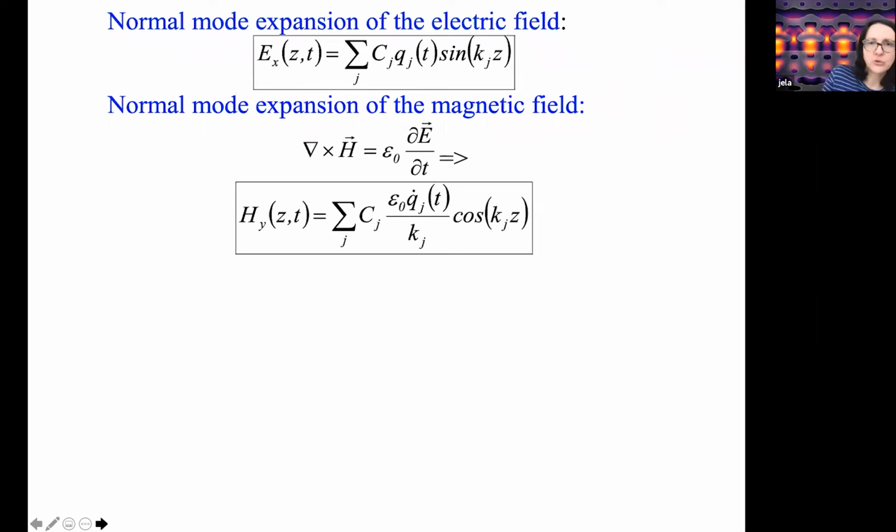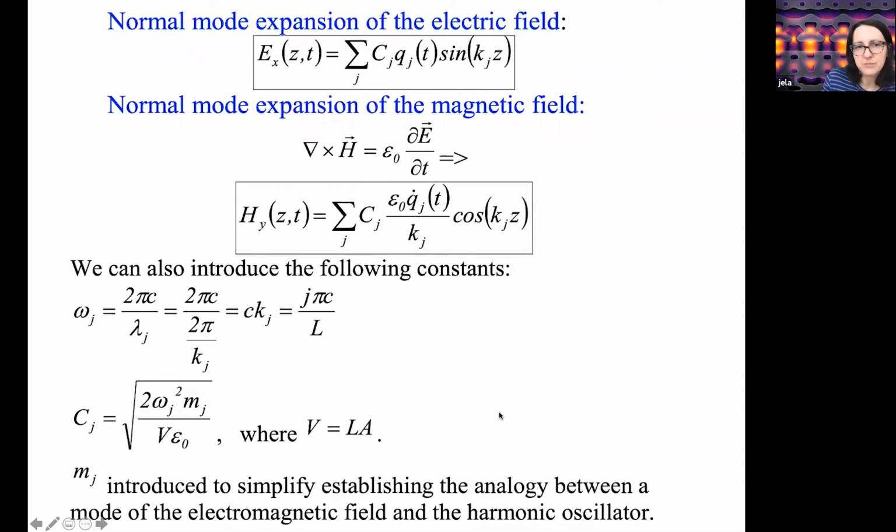So you don't have to go through the whole process. You can just find this from Maxwell's equations. And just to make this simpler for you, we will write that this expansion coefficient in the field, Cj, which gives you a contribution of a particular mode in the field expansion, can be written as the square root of 2 omega_j squared, where omega_j is the frequency of a particular mode, divided by V, that's the volume of the whole space defining a resonator, epsilon naught, permittivity of vacuum, and Mj.